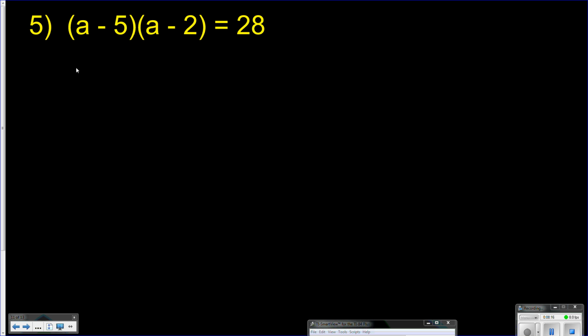But when you multiply, you should end up with a squared minus 7a plus 10 equals 28. Now, if you got that there, that's good. Now we need to set it equal to 0, so we're going to subtract 28.